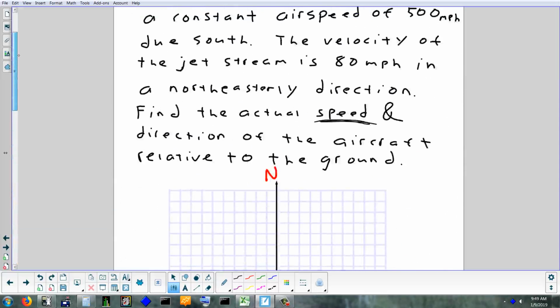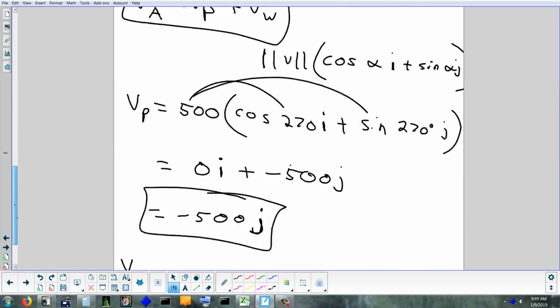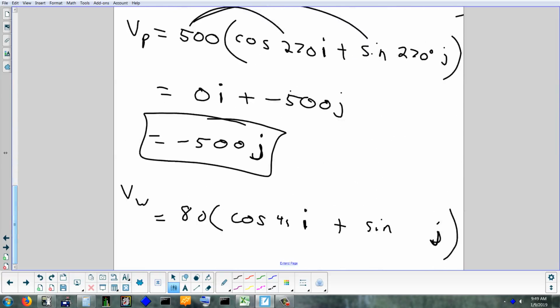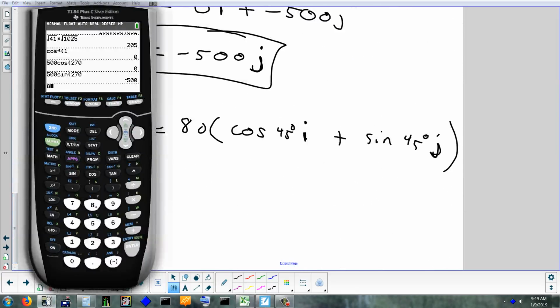It says the wind is blowing northeast. Northeast isn't an angle, that's a direction. That's a 45. North and east, east is 0, north is 90, northeast is right between the two. So there's your angle. So let's see where we get there. So 80 cosine 45, and then we're going to do 80 sine 45. They come out exactly the same.